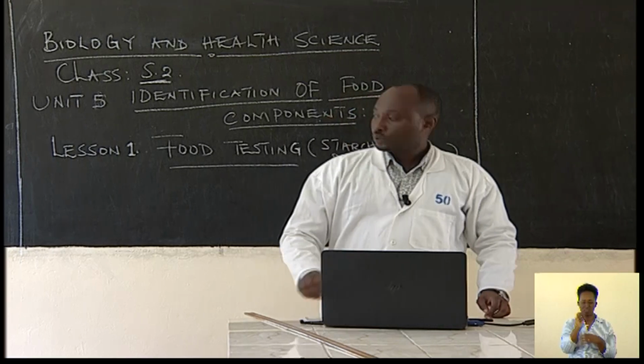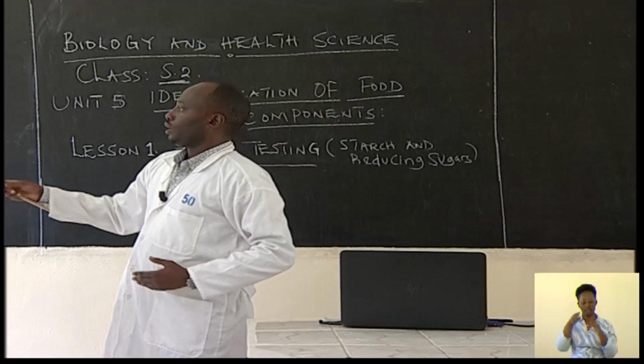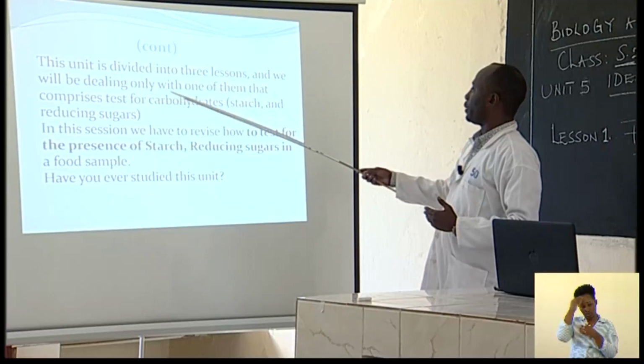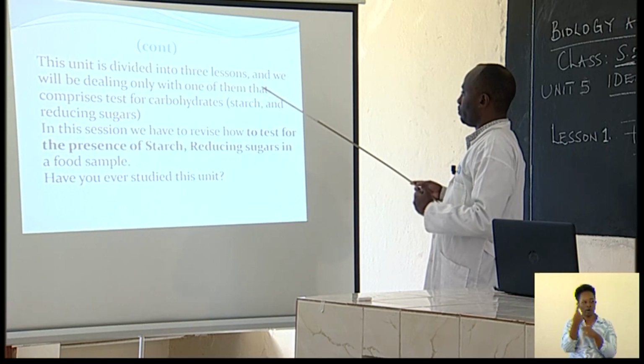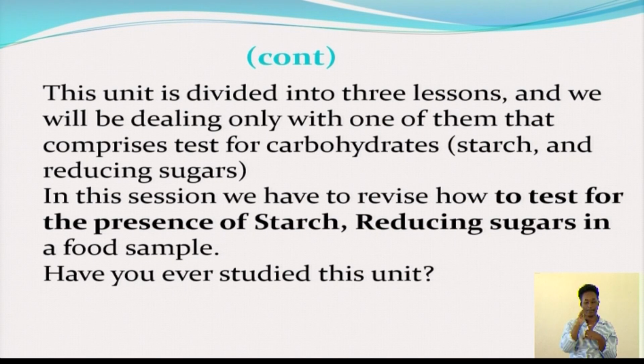Let's go to the second step. This unit is divided into 3 lessons, and we will be dealing only with one of them, which comprises testing of carbohydrates, starch, and reducing sugars, as I mentioned earlier. In this lesson, we have to revise how to test for the presence of starch in food. How can we know that the food contains starch? Because we normally eat very different kinds of food that contain starch.